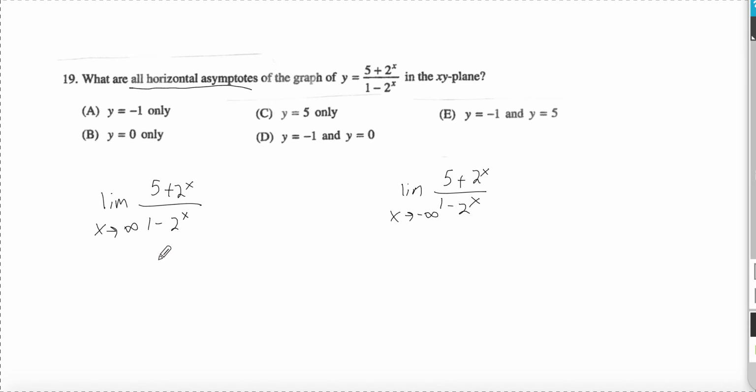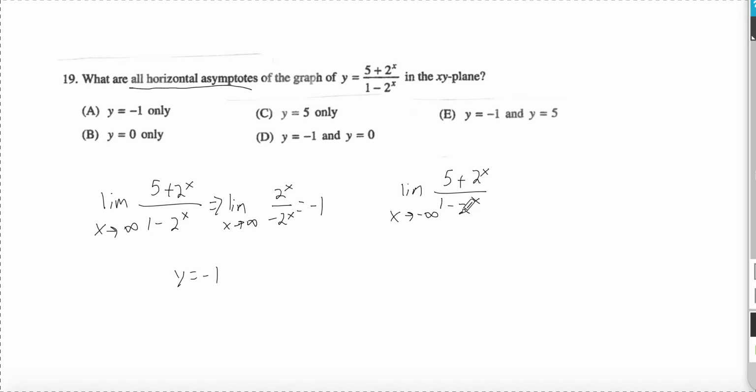Alrighty, here we go. So the limit as x approaches infinity of (5 plus 2 to the x) over (1 minus 2 to the x). As x goes to positive infinity, what's going to dominate on top? Up top, 2 to the x is just going to keep growing, so it's definitely going to dominate over 5. 5 stays small compared to 2 to the x as 2 to the x grows. And 1 minus 2 to the x keeps growing, so minus 2 to the x is going to dominate underneath. That gives us -1 when we reduce. So one of our horizontal asymptotes seems to be y equals -1.